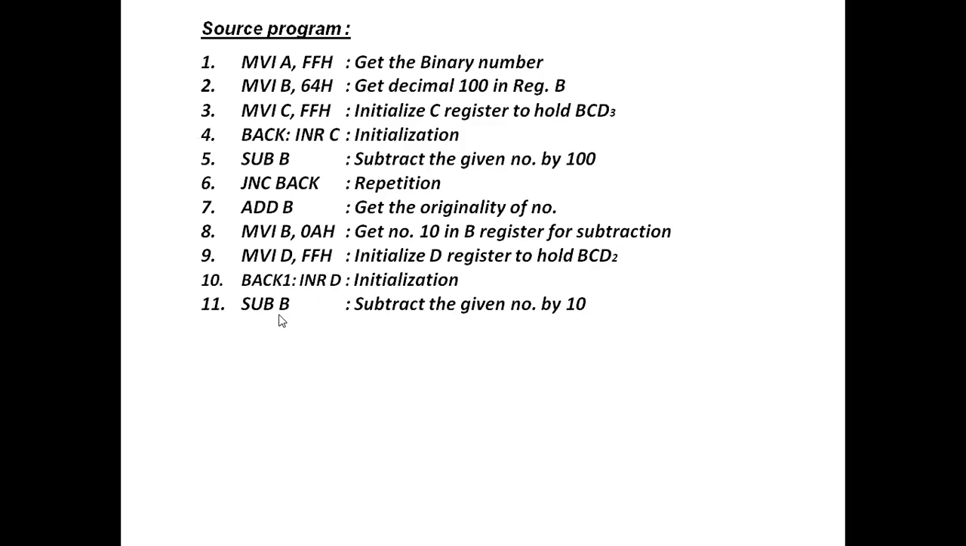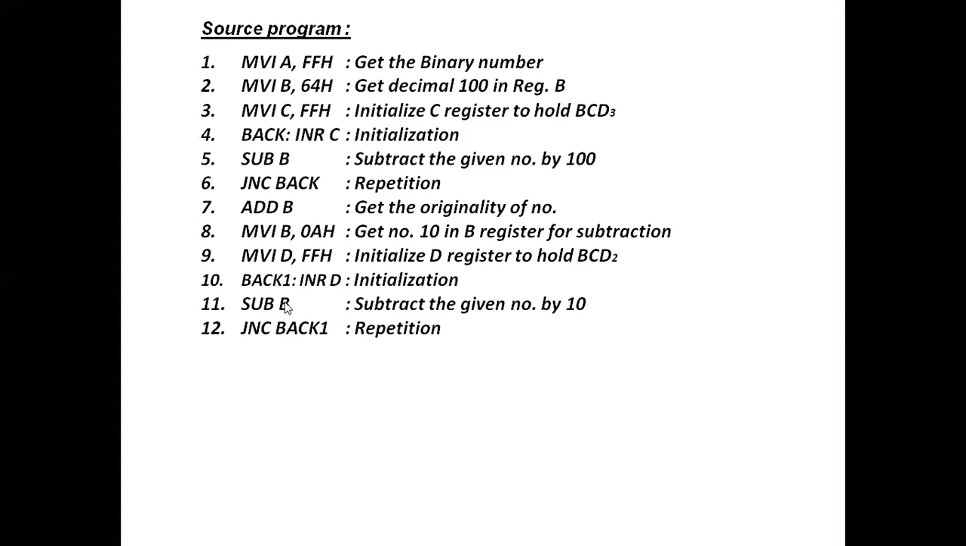Now the subtraction happens: subtract the content of B from the accumulator. The accumulator contains 55 and B now contains 10. So 55 minus 10 is 45. Carry will not be generated, so it will go back and increment, so D will become 1. Again subtracted, 45 minus 10 is 35. Carry is not generated, so it will go again. In this way, it will repeat the process until D becomes 5.